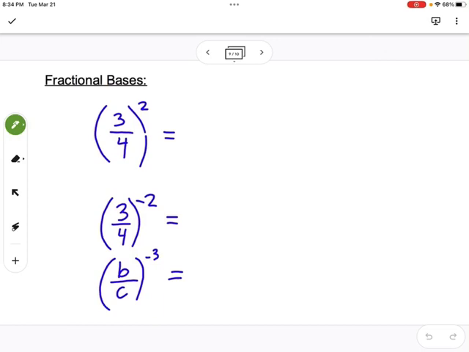A couple more examples here. We have our fraction, 3 over 4, squared. Again, the squared needs to go to both pieces inside the bracket. So we'll have 3 squared over 4 squared. And that gives us 9 over 16.